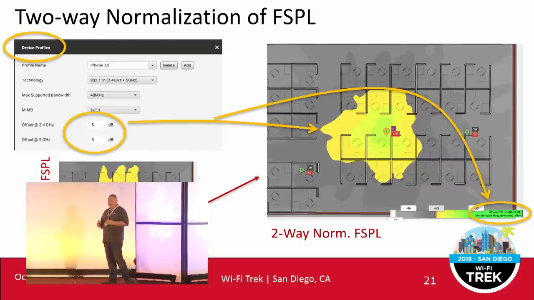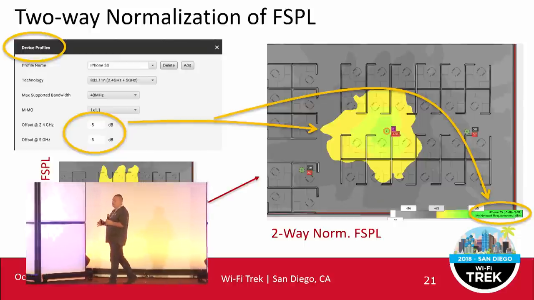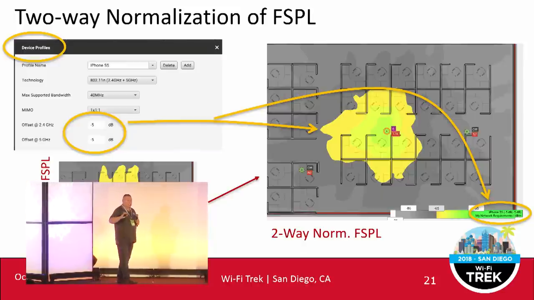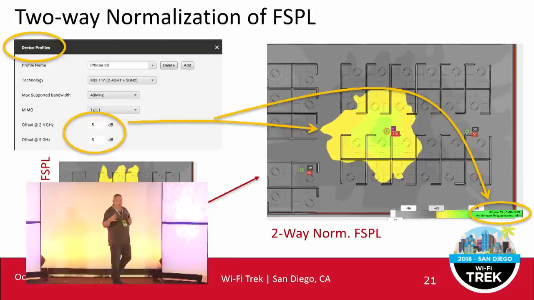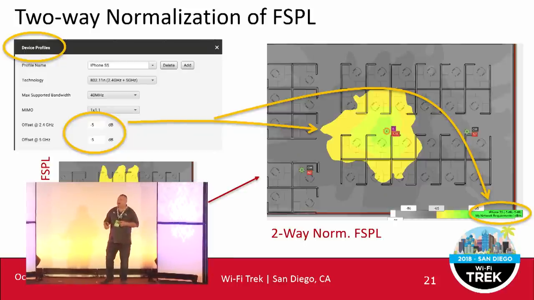So you can see in the left graphic here, this is purely one-way normalized free space path loss. But then once we apply this, you can see that the coverage shrinks. I applied a minus 5 dB value, and you can see that the coverage for that AP shrinks as perceived by that particular client profile, device profile. Hopefully that makes sense to everybody.